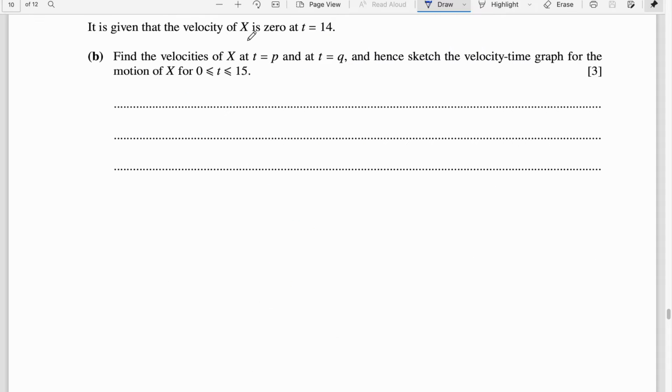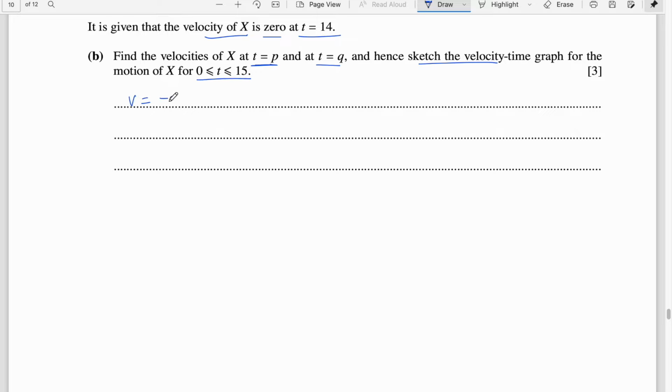It is given that the velocity of x is 0 when t is equal to 14. Velocity is 0 when t is 14. Find the velocities of x at point t is equal to p and t is equal to q, and hence sketch the velocity time graph for the motion from 0 to 15.